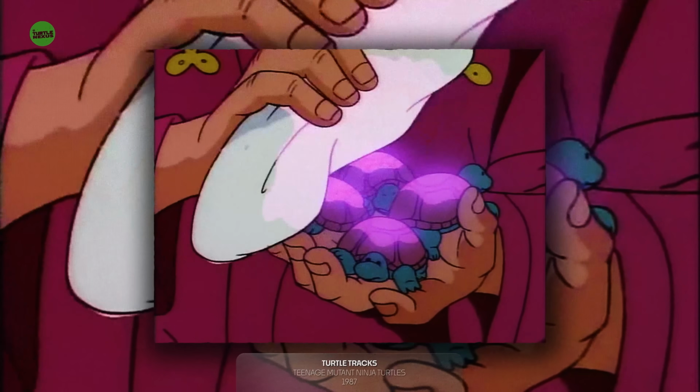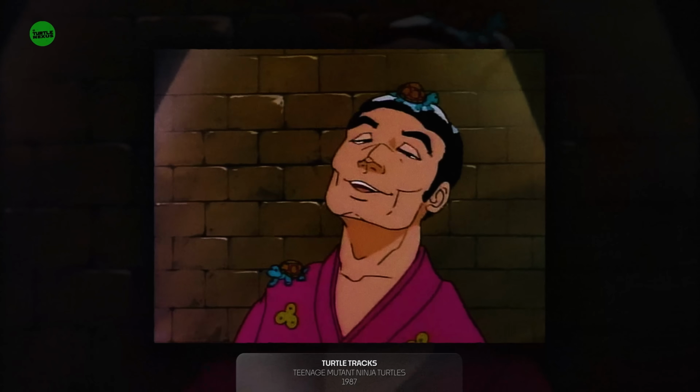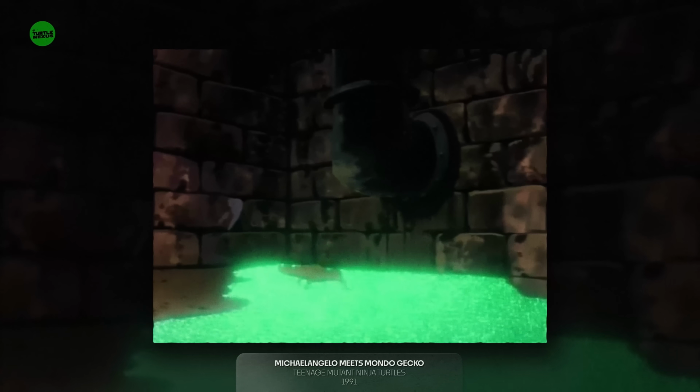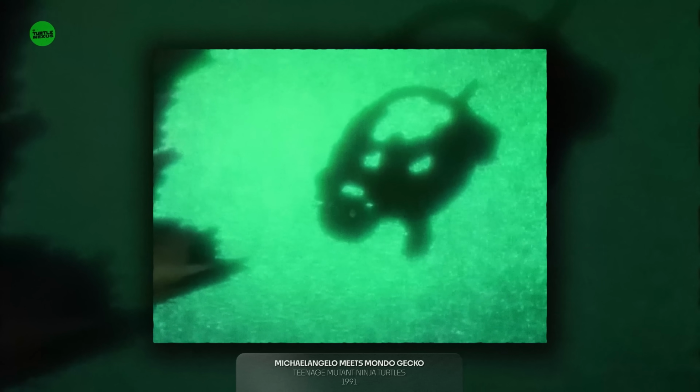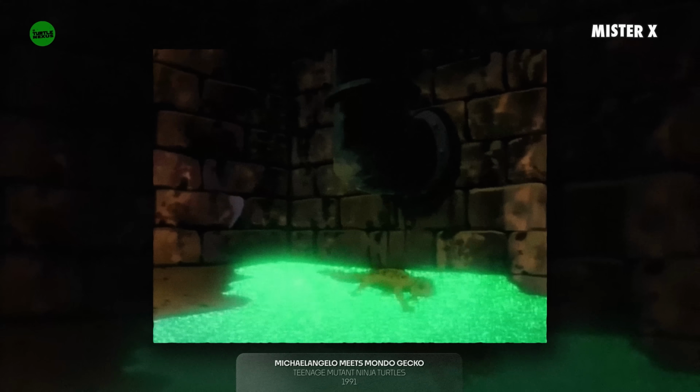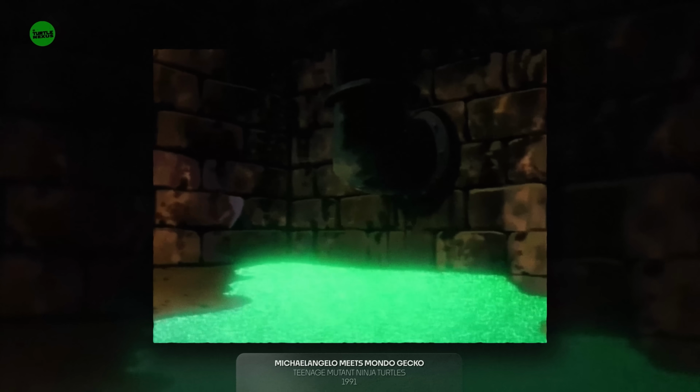In the new origin, instead of falling on Yoshi one day, the turtles fell directly into the ooze, which was now green instead of purple. But the turtles weren't the only animals bathing in the ooze. There was also a baby gecko. Unfortunately, a mysterious man known as Mr. X took the baby gecko away before Yoshi's arrival.